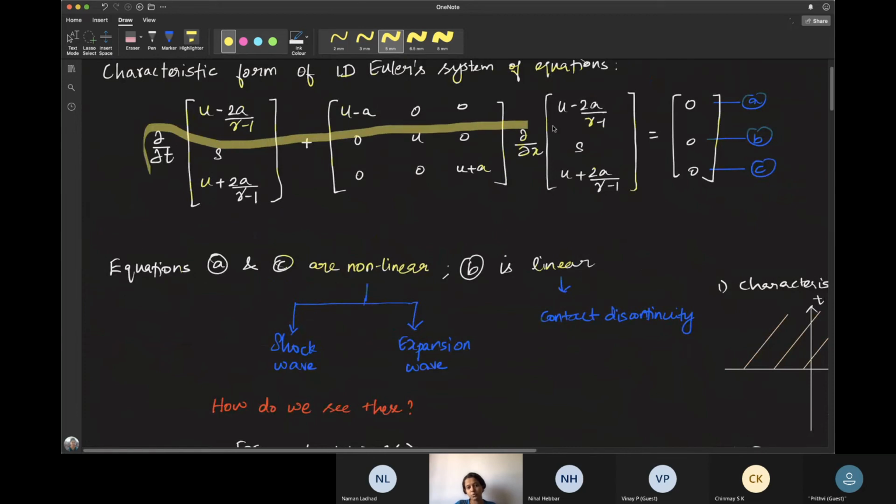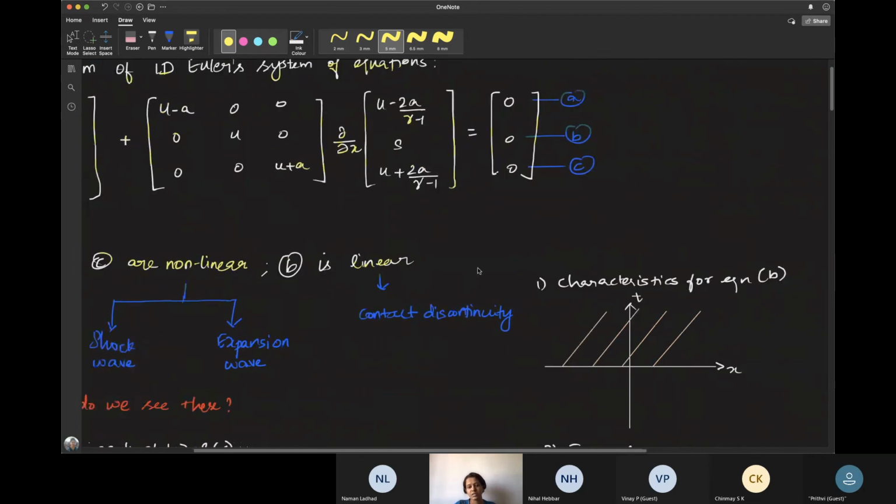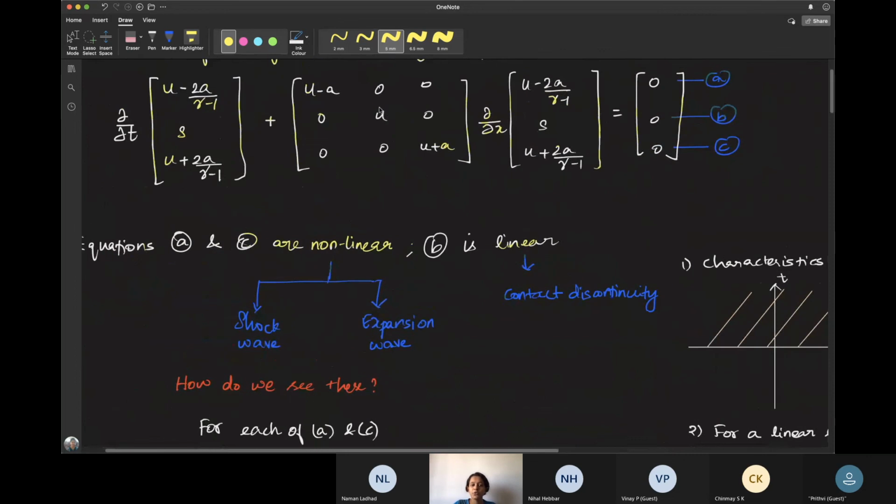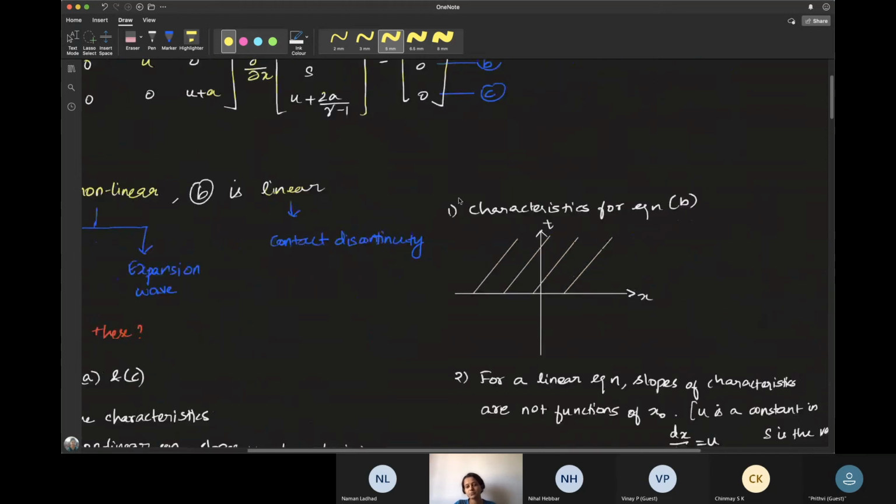∂s/∂t plus u ∂s/∂x equals 0. So this is our equation B, which is a linear equation, because here s is our variable and we have u ∂s/∂x, right? So u is not a function of s. So of course this is a constant with respect to s. So this equation is linear.